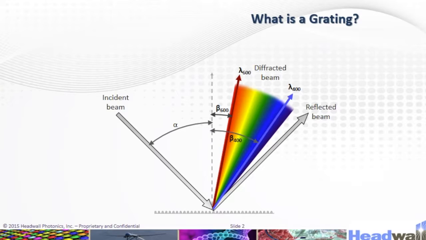What is a grating? A diffraction grating is an optical component with a periodic structure which splits and diffracts light into several beams traveling in different directions. The emerging colorization is a form of structural colorization.